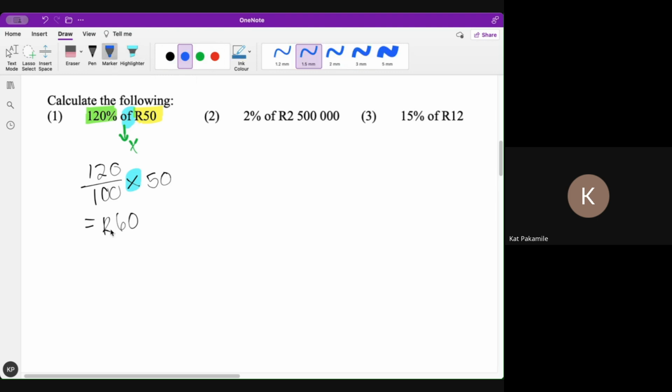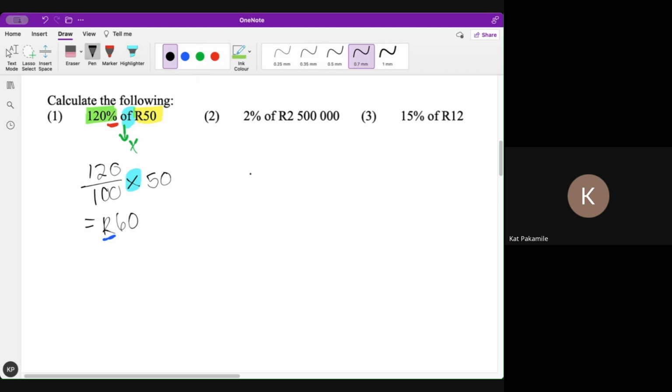Now, don't confuse our units here, okay? We were given the percentage, and we had to work out the amount. Let's move on to the next one.